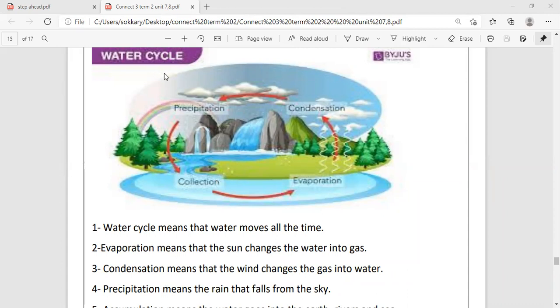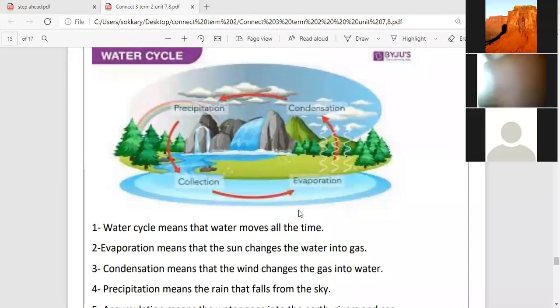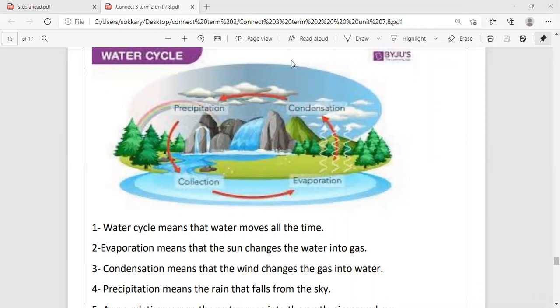About what, students? Water cycle. Cycle means it moves all the time. The word cycle means that the water moves all the time. The water, what, students, moves all the time. Clouds become rain, and then evaporation and so on. So what is the meaning of water cycle, students? It means that water moves all the time.